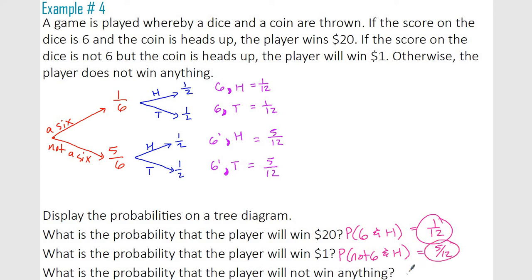And the last one, what is the probability that the player will not win anything? So winning nothing is just the probability of not getting $20 or $1, right? So that's just the probability of, well, 1 minus the ones before. So 1 minus 1/12 minus 5/12, which is 6/12, which is 1/2. So you have a 50% chance that you're not going to win anything. Okay? If you have any questions, please ask me in class. All right? I know this is weird. So if I'm not making sense, just ask me.